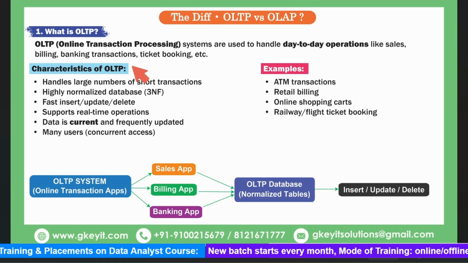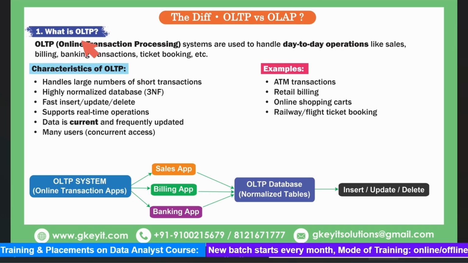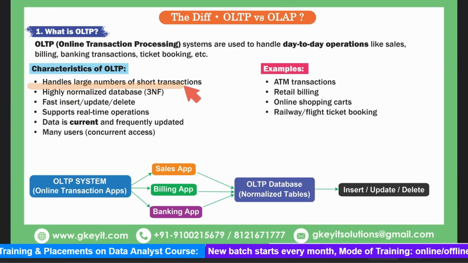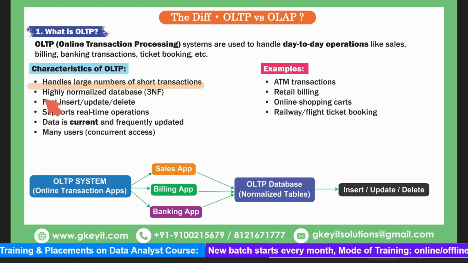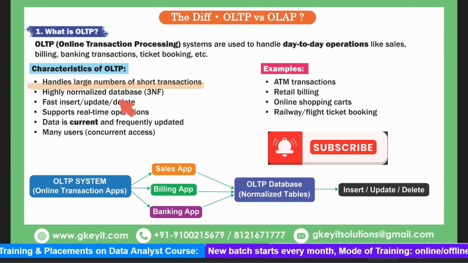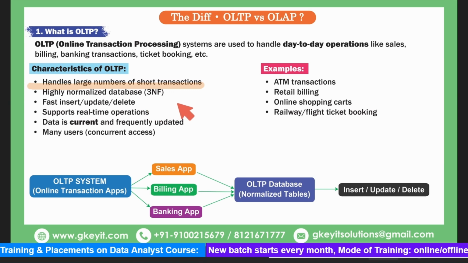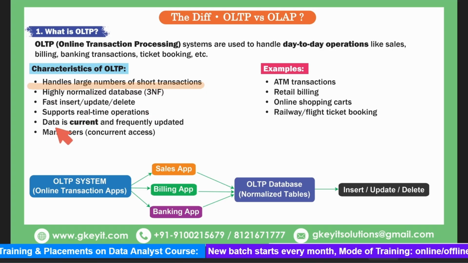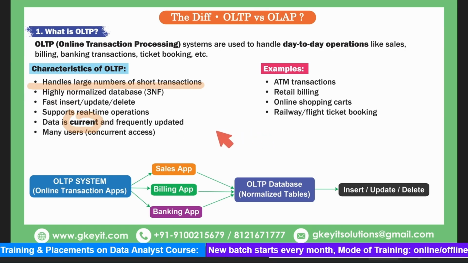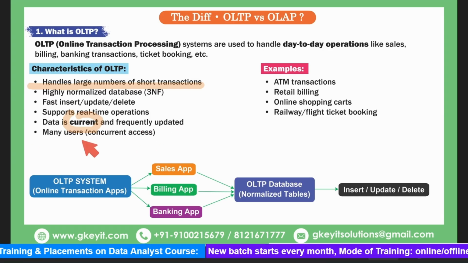etc. Coming to the characteristics of OLTP, that is online transaction processing systems, these handle a large number of short transactions. These are highly normalized databases with 3NF rules. Fast insert, update and delete operations take place in these systems. These systems support real-time operations, and data is current and frequently updated. That means these systems maintain the current data. There won't be historical data in these OLTP systems, and these are frequently updated.